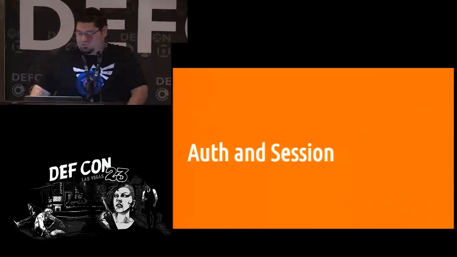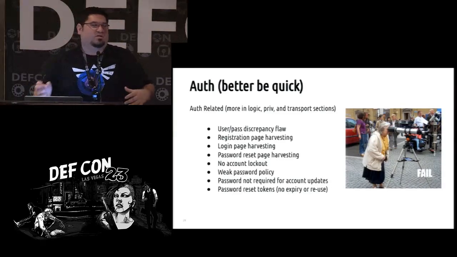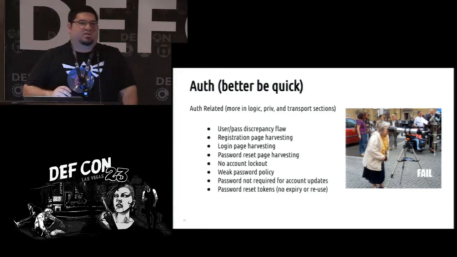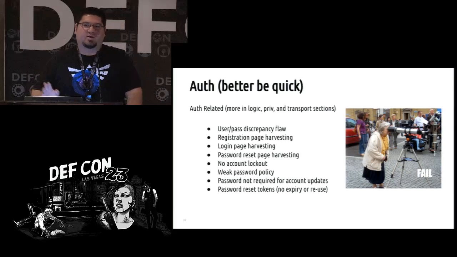Okay, so on to, where are we at? Auth and session. I'm going to have to blow through some of this because this presentation is long and there's a ton of stuff in here. So auth-related bugs. The one thing I want to say about these is these are low, shallow bugs that everybody hates people to report in bug bounties. The problem is if people start not paying attention to them, you can't chain them to do bigger things, right?